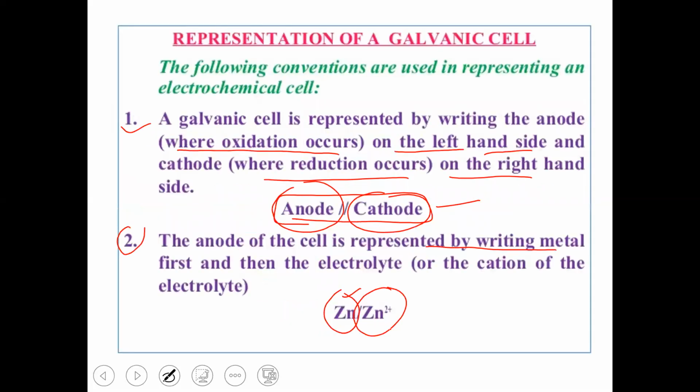So how can you represent the galvanic cell? On the left hand side we write the anode of the cell reactions, and on the right hand side we write the cathode of the cell reactions. Then how can you write the individual cell reactions? Coming to the anode, we write the metal which acts as the electrode in the anode reaction, then we write the metal ion. In the Daniell cell, zinc acts as the anode, so we write the zinc metal, and after that the zinc ion.